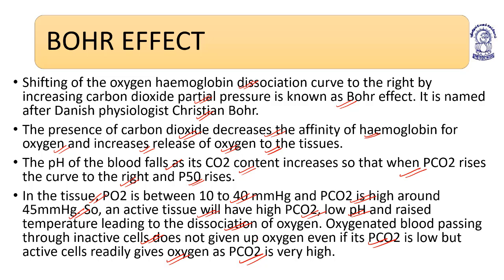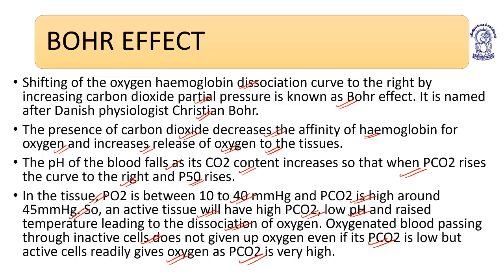An active tissue is a tissue which is metabolically active. It will give more and more oxygen. An active tissue will have high PCO2, low pH, and raised temperature, so the dissociation of oxygen is obvious. But oxygenated blood passing through an inactive cell does not give up oxygen, even if its partial pressure of CO2 is low or high.